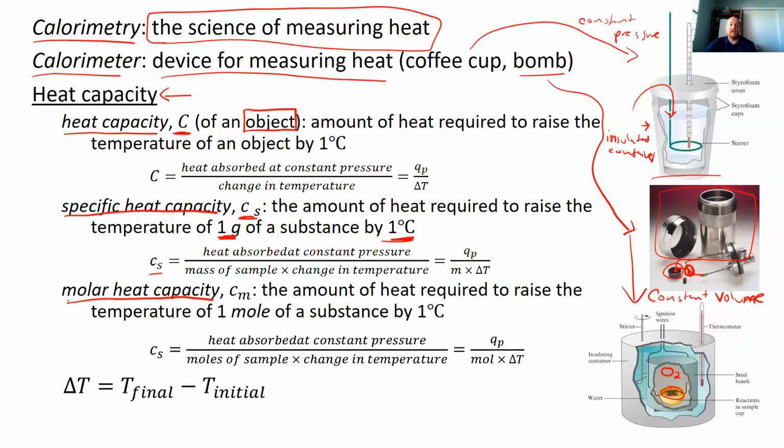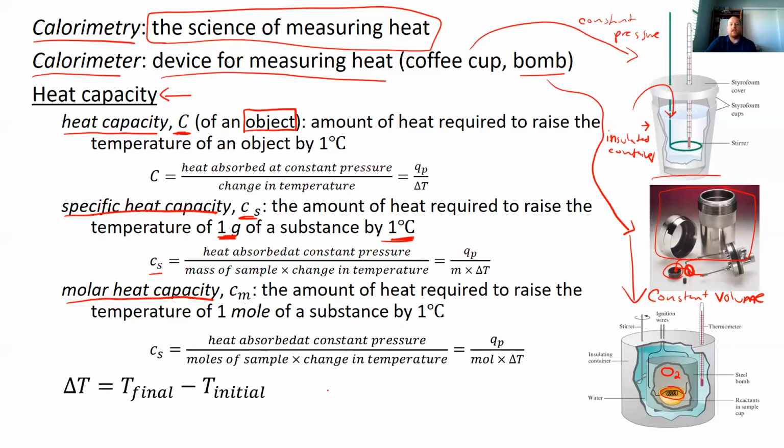We also have the molar heat capacity, which is related to the specific heat capacity through the molar mass. And that's really just the amount of heat required to raise a mole of a substance by 1 degree Celsius. And so it's the heat absorbed at constant pressure divided by moles of the sample times the change in temperature.